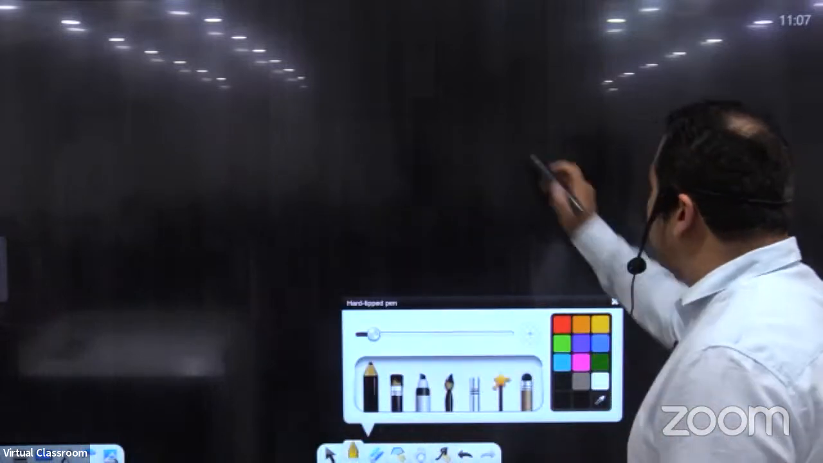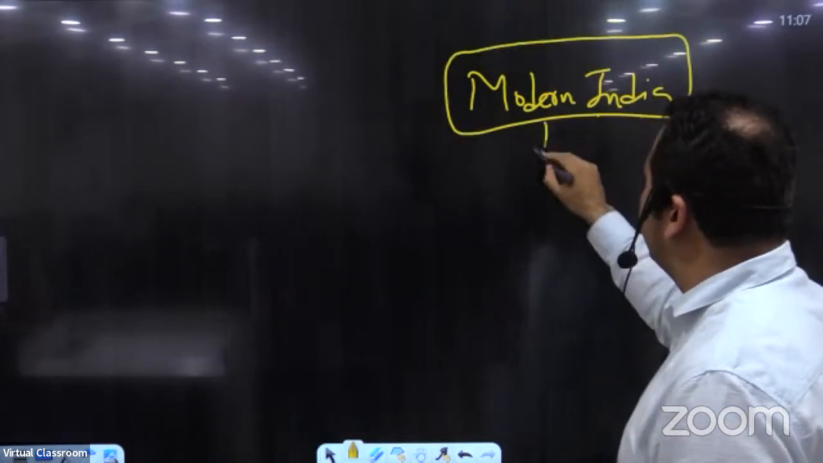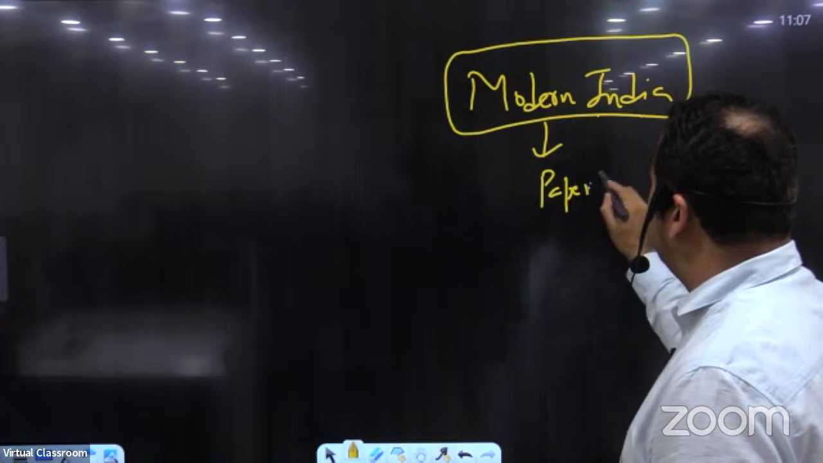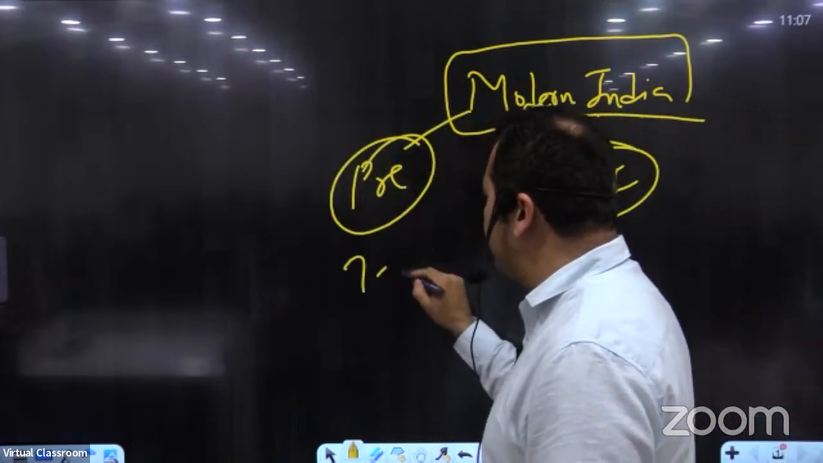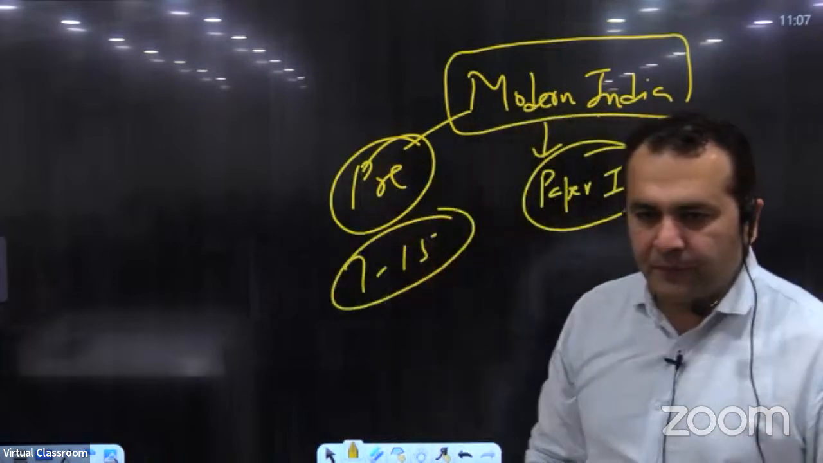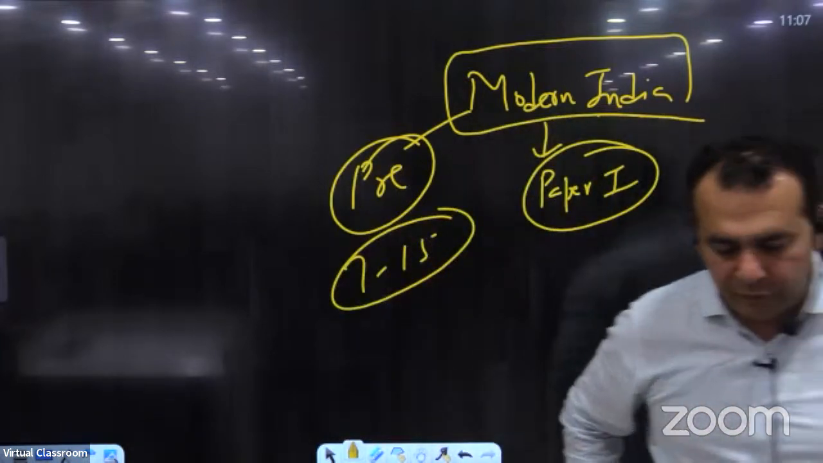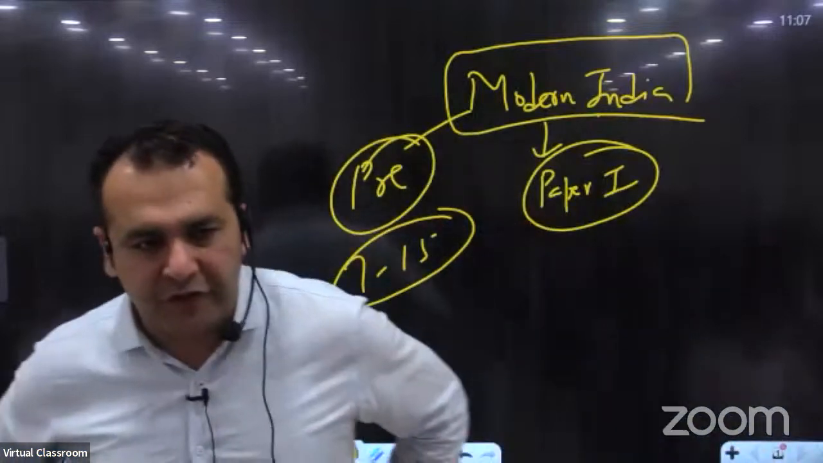Now the issue is this, look, when I talk about this component of modern India, it is one of the most important topics for your paper 1 in GS mains, and in prelims as well. We get around 7 to 15 questions every year, right? Depending on the quantum of questions, minimum 7, maximum 15.